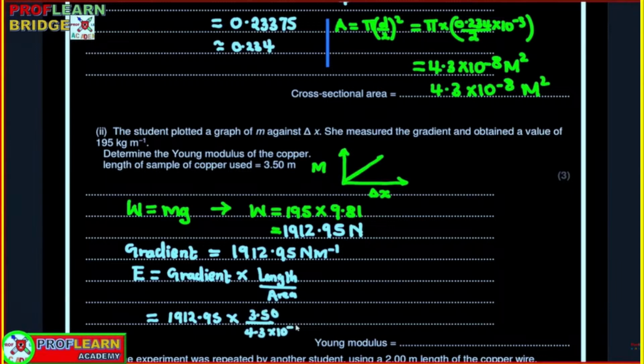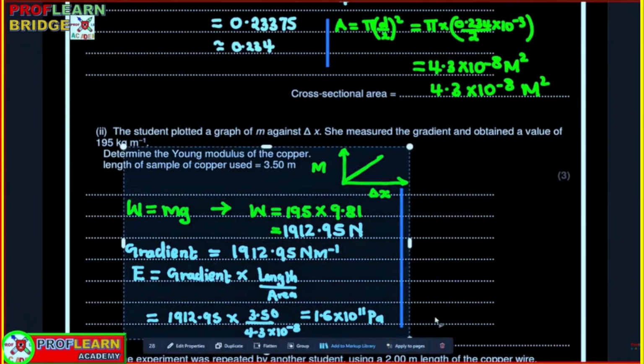So taking the constant of proportionality times the original length, which is 3.5, divided by the cross-section area, it will give us the Young's modulus. This is something that you need to remember: there's a relationship between Hooke's law, stress, strain, and the Young's modulus. If you take the spring constant times the length of the spring divided by the cross-section area, that will give you the Young's modulus of that material.